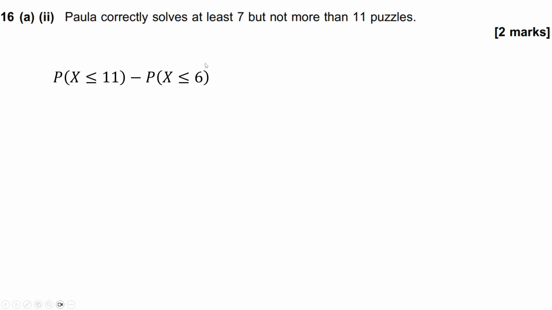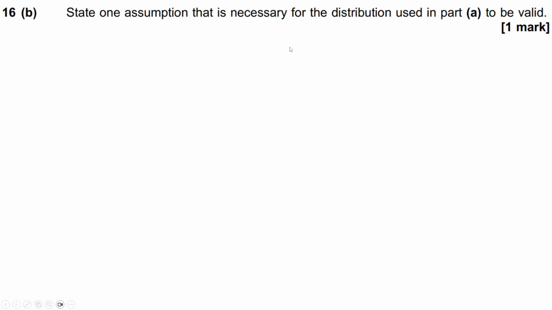But yeah, so the probability that is less than 11, including 1, 2, 3, 4, 5, 6, and then we include this part here to exclude 1, 2, 3, 4, 5, 6. Just to be clear, this is what we're actually looking at, because across 14 days, the probability is 0.6. Put this into your calculator, you'll get this as your answer. State one assumption that is necessary for the distribution used in part A to be valid. Well, it's that each event is independent. This is almost always the answer when you're looking at binomial distribution, so just jot it down.